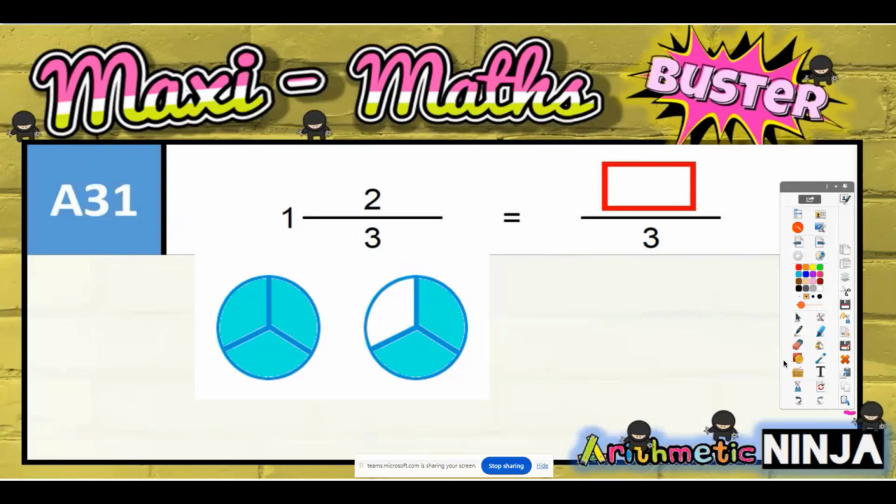Question 31. 1 2/3 equals some mystery number over 3. In other words, some amount of thirds.